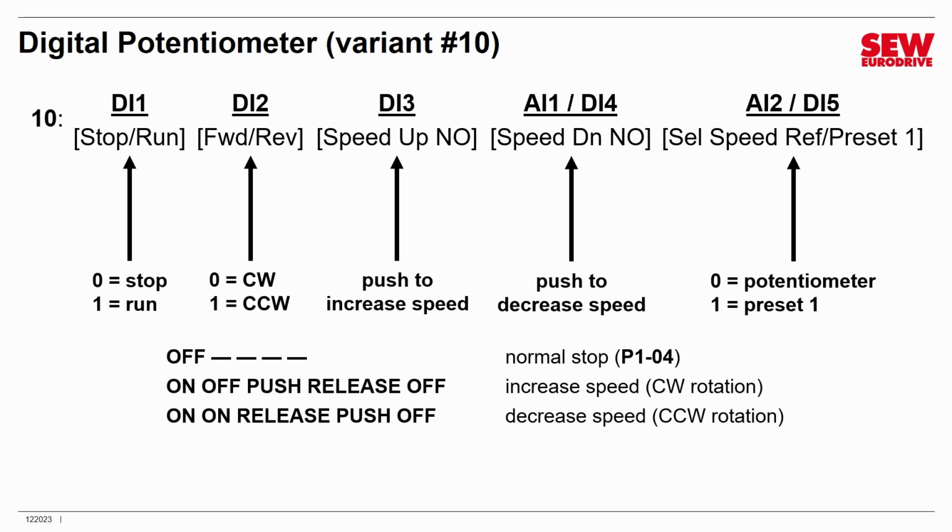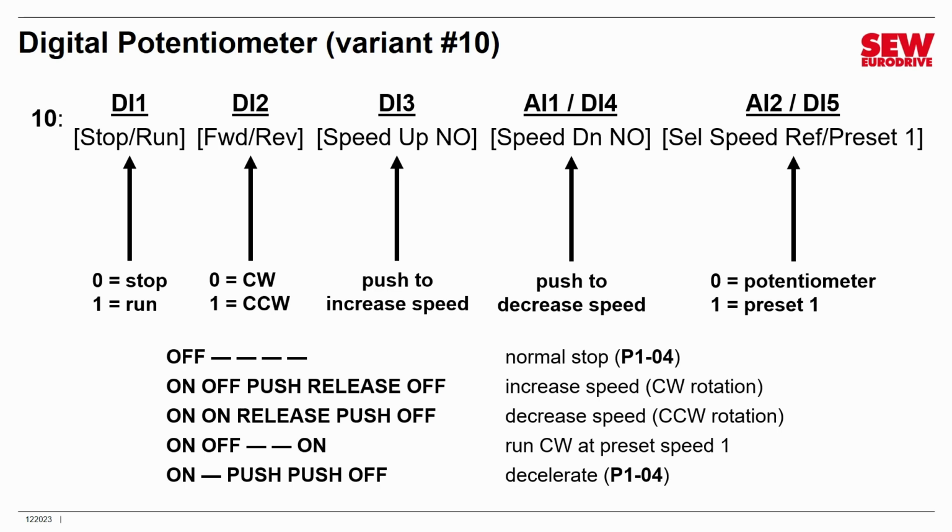So if we're turning, which would be in the counterclockwise direction, and we press the button connected to digital input 4, our speed would decrease. If we turn digital input 5 on, that selects preset speed. And if digital input 1 is on, digital input 2 is off, the VFD will run clockwise at the preset speed. Now, this last mode is kind of interesting.